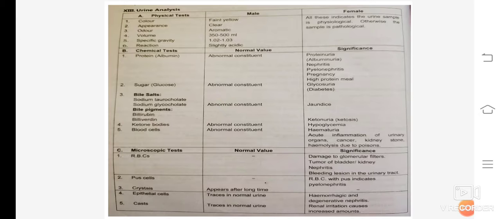Then second, that is the chemical test. In the chemical test: protein, that is albumin count, then sugar, that is glucose, then bile salts, then ketone bodies and blood cells. These are the 5 parameters that come under the chemical test. The normal value of these chemical test parameters is that they are abnormal constituents.